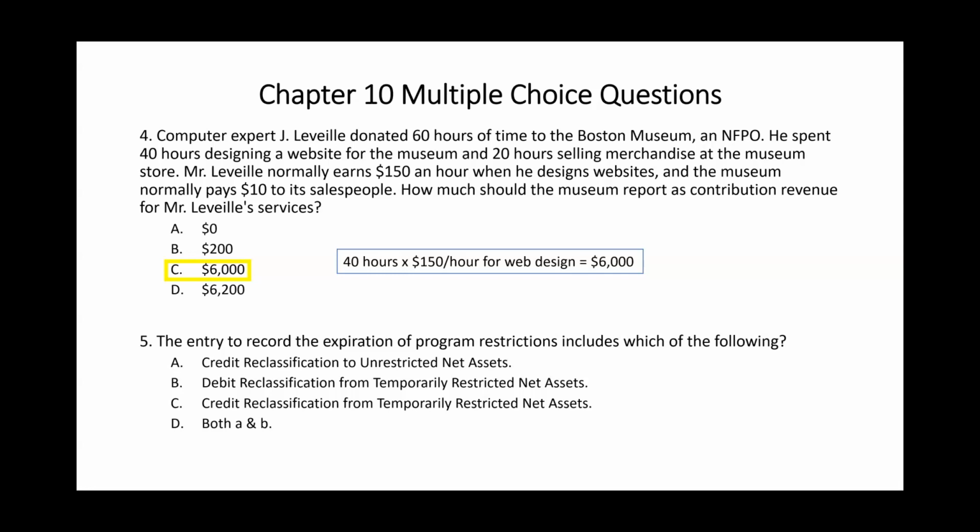B, do we debit reclassification from temporarily restricted net assets? Yeah, we do, because we've got to decrease that. We're moving it from one bucket to the next. So we know there's 2 parts to that, right? And then C, credit reclassification from temporarily restricted net assets. No, that would increase it. So we know at the end of the day, the answer is D.